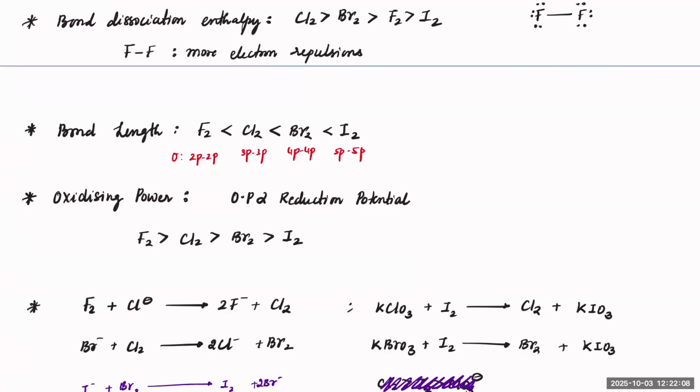Next, bond length is a regular order. Fluorine is smaller than chlorine, bromine, and iodine.